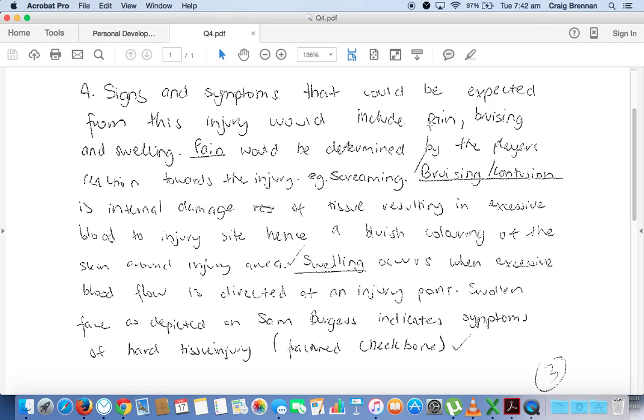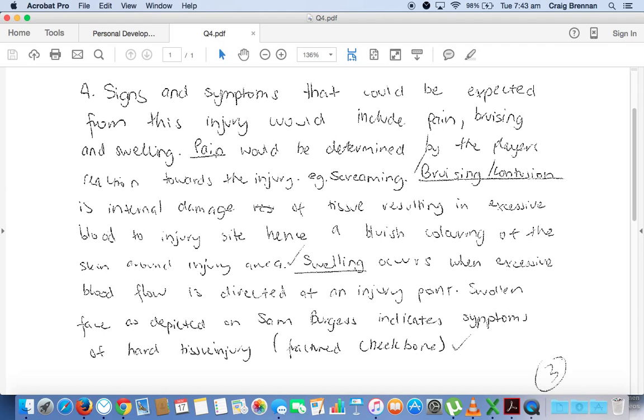If you just did what he's got up here, pain, bruising and swelling, as I've already mentioned, that will get you 1 out of 3. And a lot of students just listed, but you could list 10 different signs and symptoms down the page. You've still listed. You haven't indicated the main features of. You needed to make it into a sentence structure, like this student has here, to make it very clear.